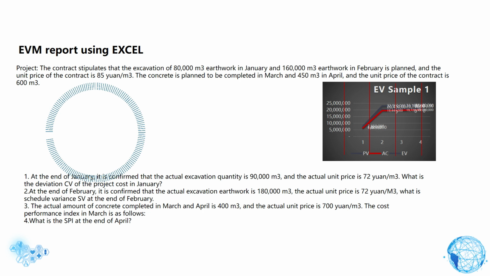3. The actual amount of concrete completed in March and April is 400 cubic meters, and the actual unit price is 700 yuan per cubic meter. The cost performance index in March is as follows. For April, what is the SPI at the end of April?